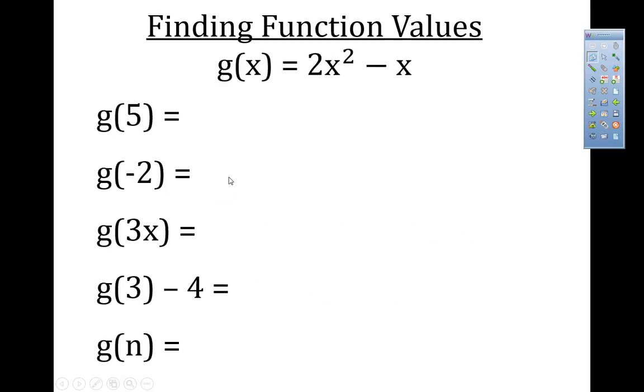Next. We don't have to do every one of these, do we? Okay, good.